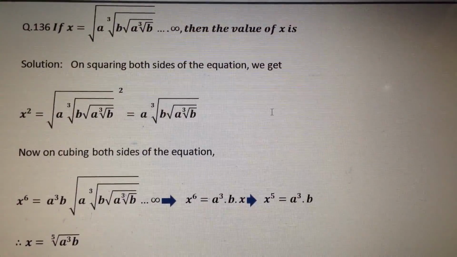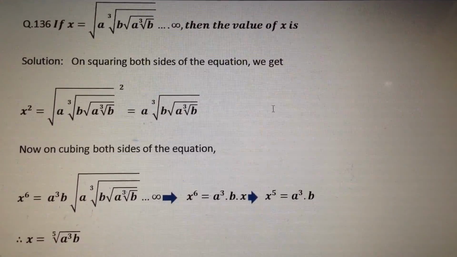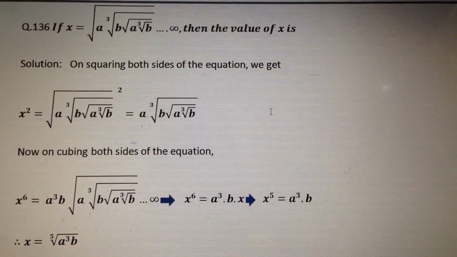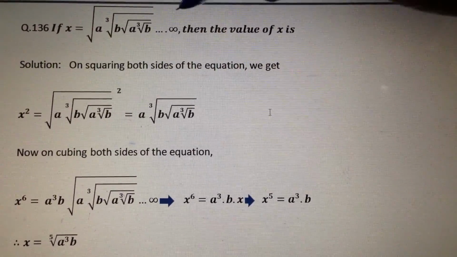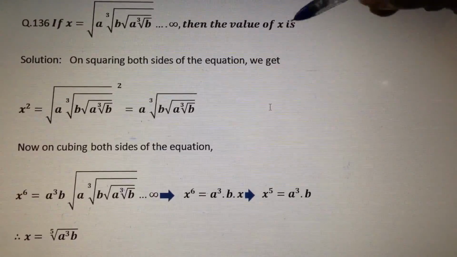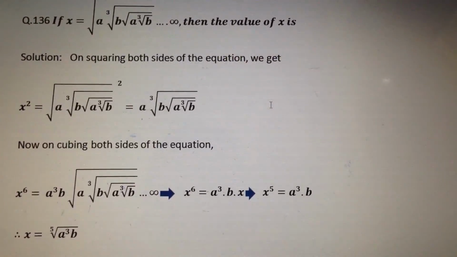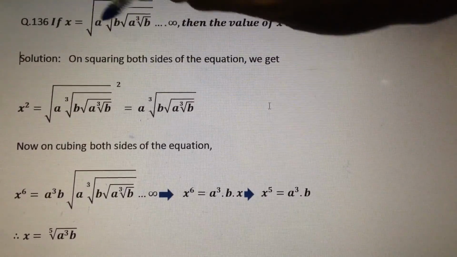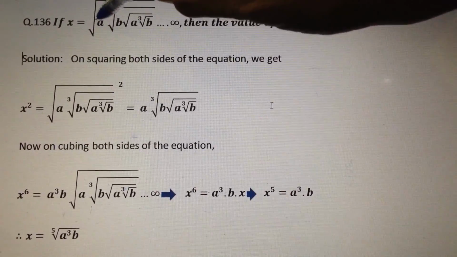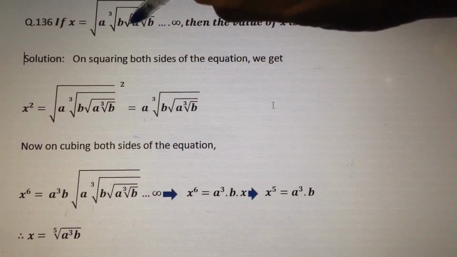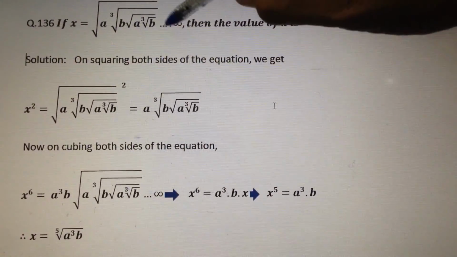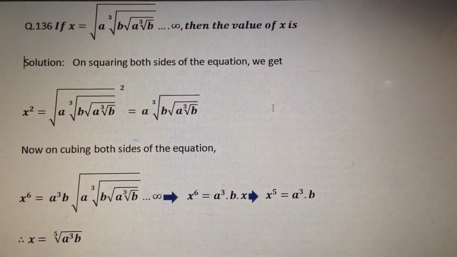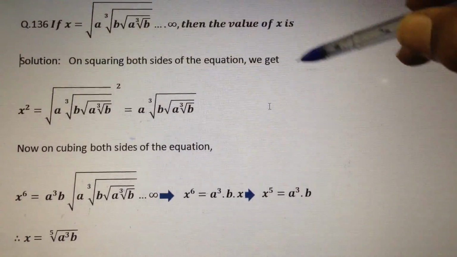Next question. If x is equal to square root of a cube root of b into square root of a cube root of b and so on up to infinity, then the value of x is. If you observe this given equation, this is getting repeated. A square root of a into cube root of b, again square root of a into cube root of b, again square root of a into cube root of b. This goes on. Okay, let us square both sides.